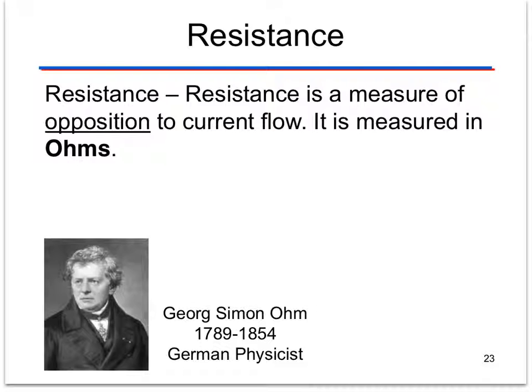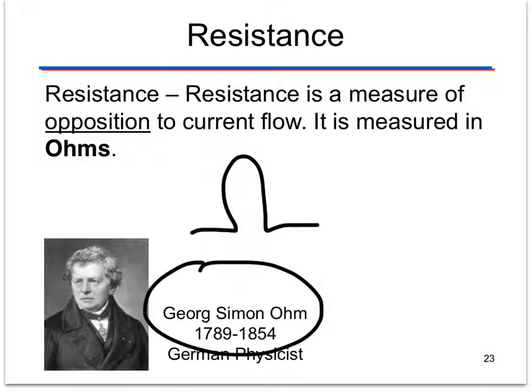Now, resistance. Resistance is measured in the opposite direction to the current flow. It's called ohms. And again, there's the ohm symbol, and here's George Simon Ohm. He was a German physicist. All right. So ohms is the resistance.